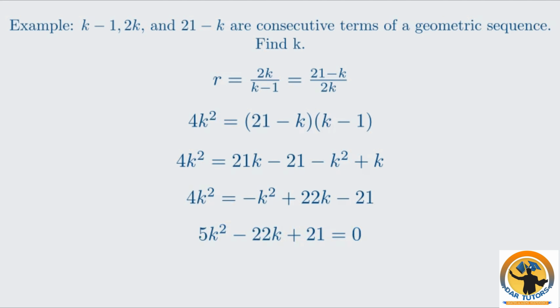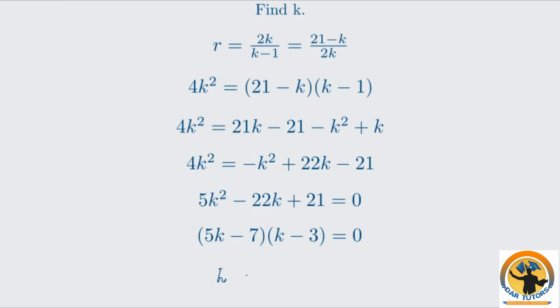We can solve this quadratic equation by factoring. This factors into 5k minus 7 times k minus 3 equals 0. This gives us two possible solutions: k equals 7/5 or k equals 3. It's always a good idea to check our answers. If k equals 3, the terms are 2, 6, 18, which is a geometric sequence with r equals 3. If k equals 7/5, the terms are 2/5, 14/5, 98/5, which is a geometric sequence with r equals 7. Both solutions are valid.